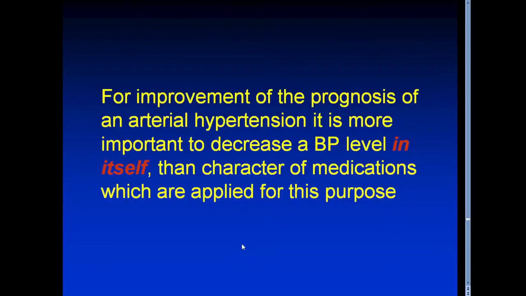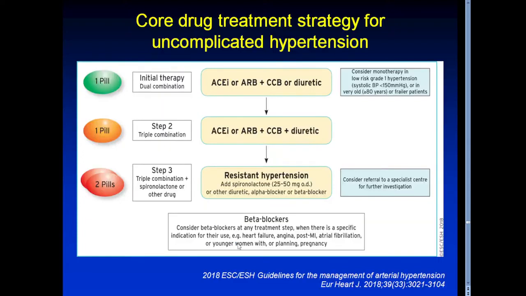For improvement of the prognosis of arterial hypertension, it is more important to decrease BP level in itself than the character of medication which is applied for this purpose. This is the core drug treatment strategy for uncomplicated hypertension.